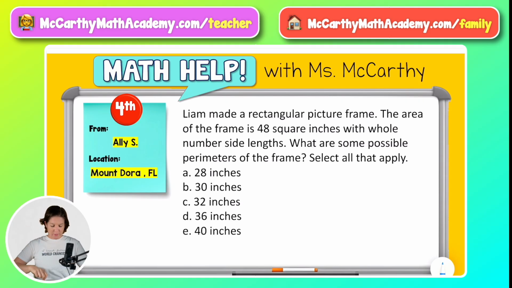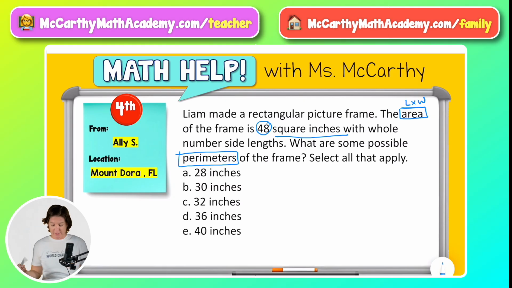Awesome. Okay, so Allie, your question was that Liam made a rectangular picture frame. The area of the frame, I'm going to write length times width right there. That's how I annotate. The area of the frame is 48 square inches with whole number side length. So we have whole number length and width. What are some possible perimeters of the frame? Select all that apply. So this is a multi-select problem, which means that we actually need to take a close look at each option because there could be more than one answer.